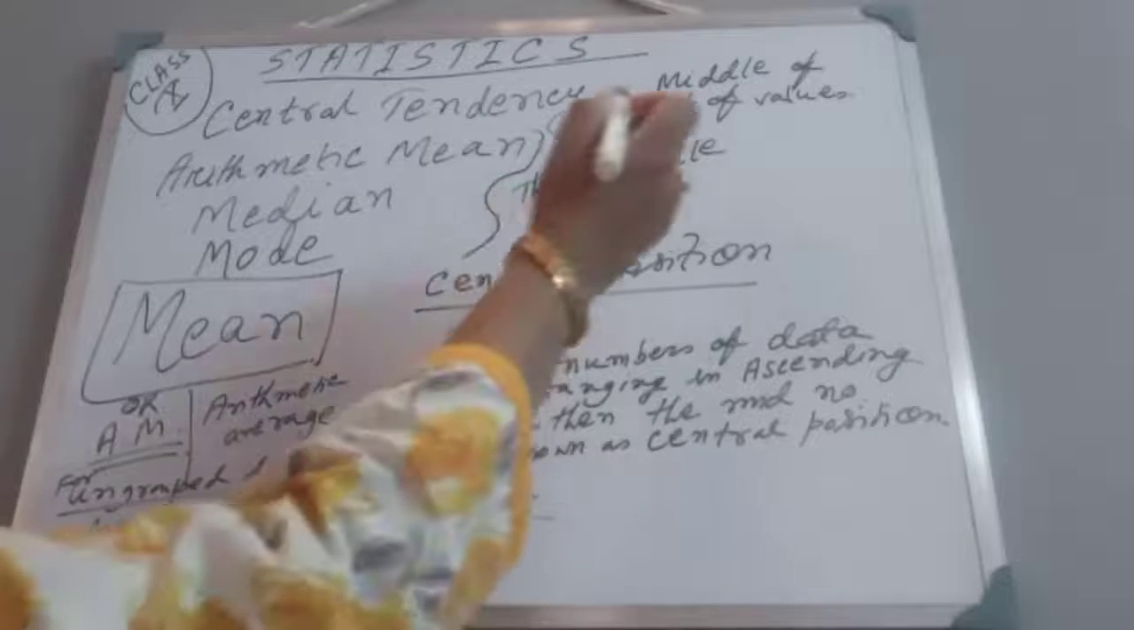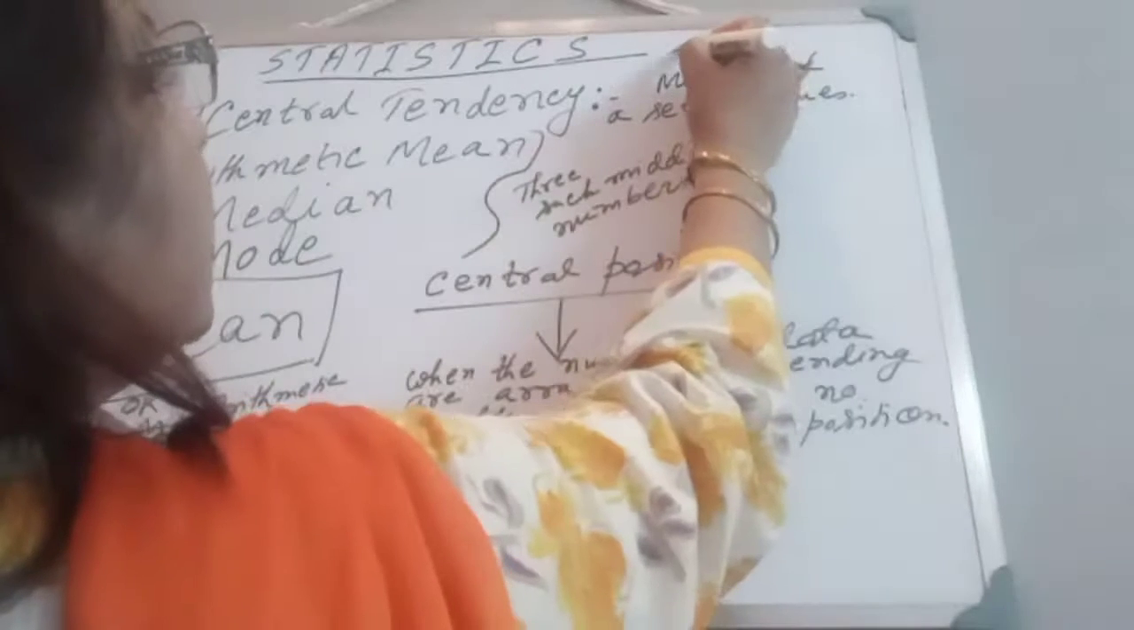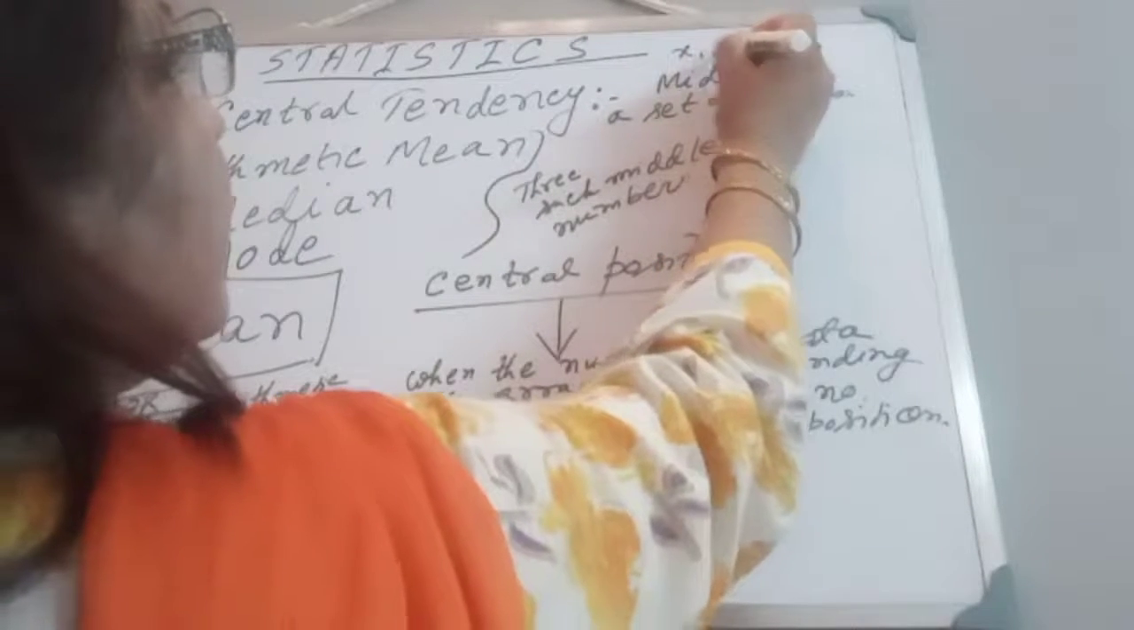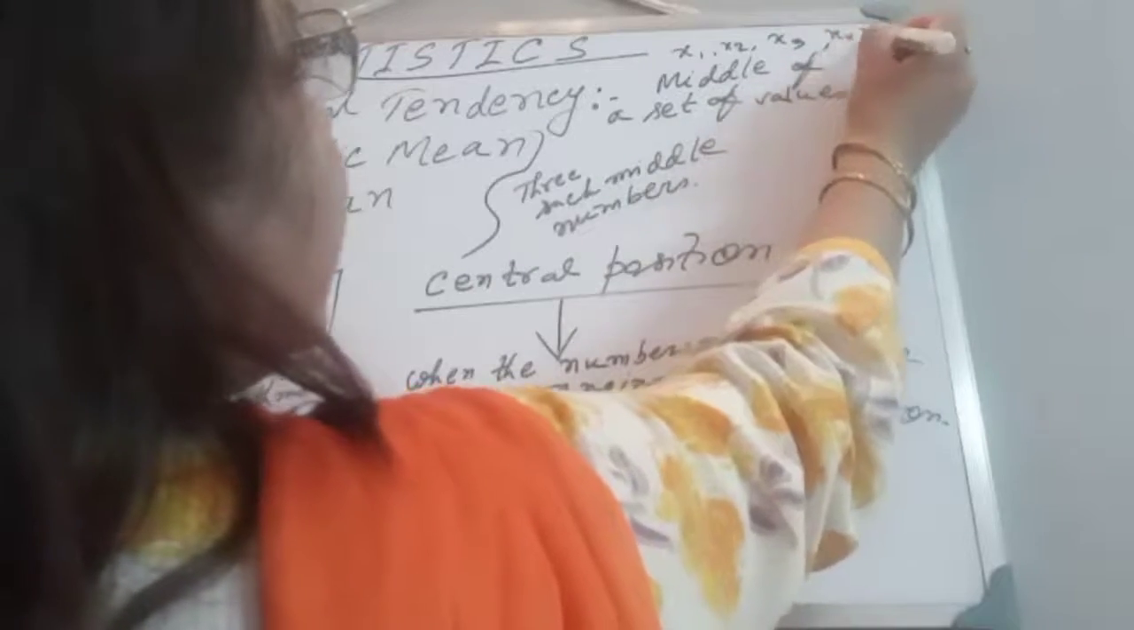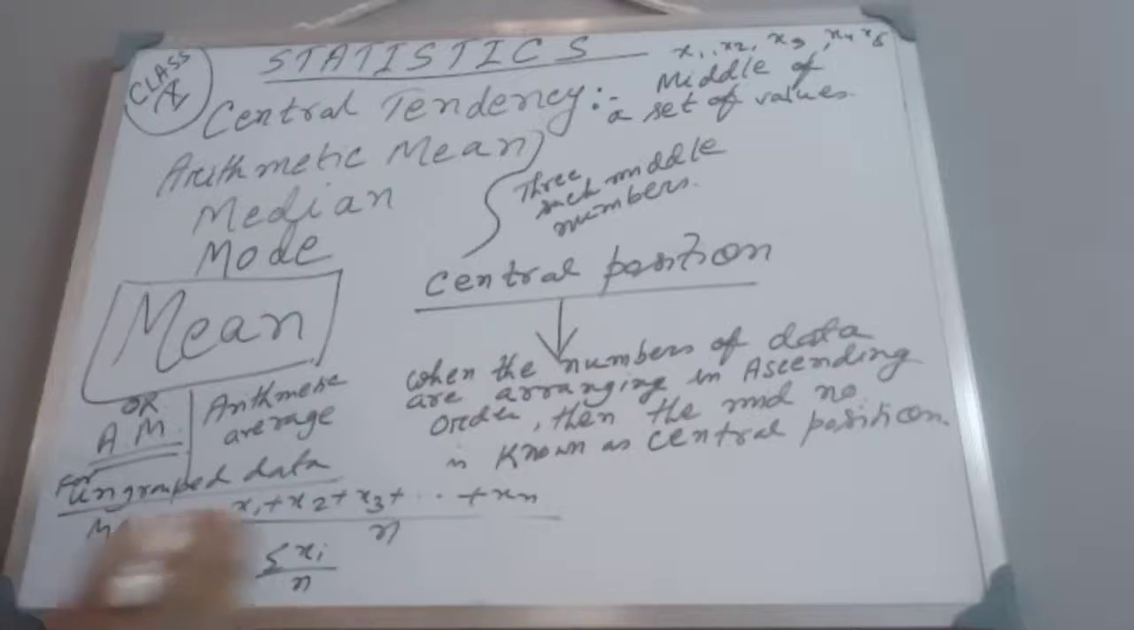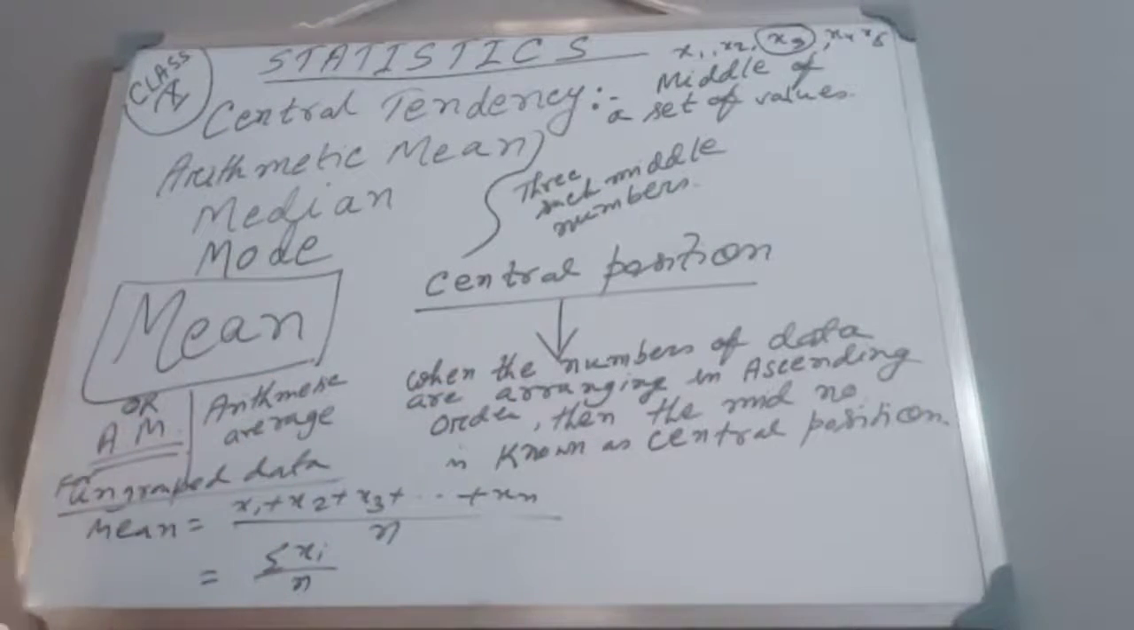Say if I write x1, x2, x3, x4, x5, say 5 values taken. What is the middle of the values? The middle of the set of values is x3. So this is the central position. This is the central tendency.